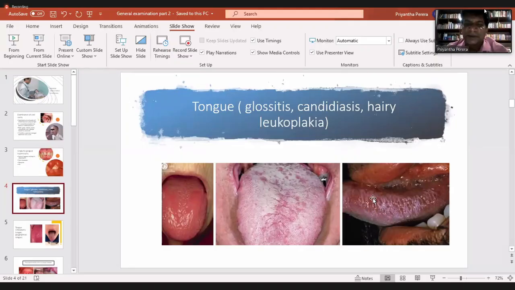This tongue looks hair-like, a white colored hair-like thing. You call it hairy leukoplakia, right? So there are white streaky-like things, and this is a pre-malignant condition. About a couple of years later, this will change into a malignancy on the tongue, right?